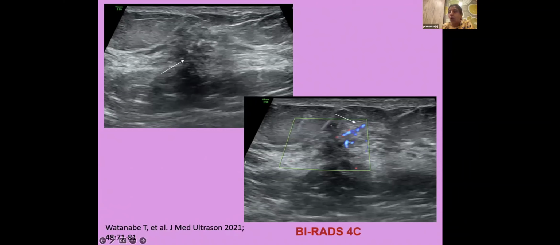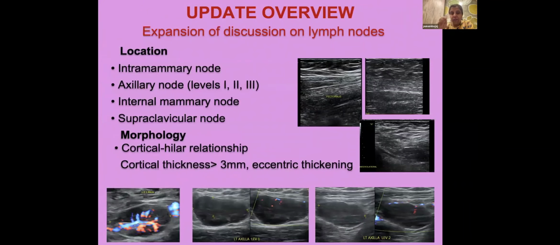Anybody who wants to read more about non-mass lesions, this is a very good article by Vatanen and it's been released in 2021. So that's the reference for this non-mass on ultrasound. Also, in the overview, we have in the next update, an expansion of discussion on lymph nodes. I'm not going into this. This was covered in the previous lecture. So let's quickly move on.